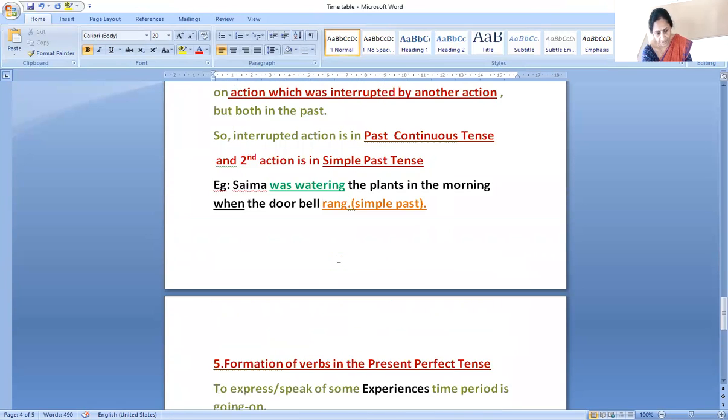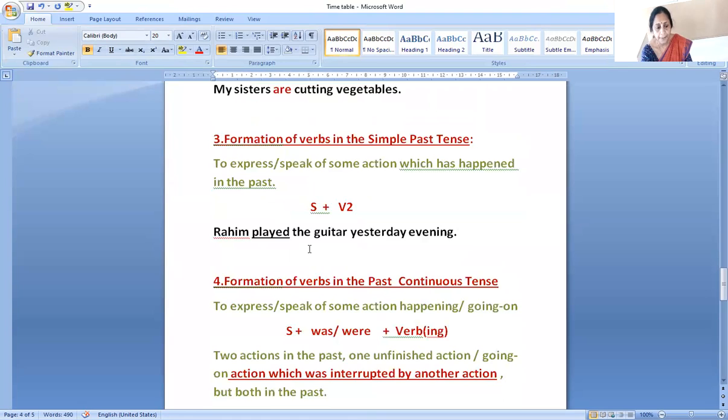Now we will first do simple past tense. So when do you use the past tense? It is to express some action which has just happened in the past, which is completed. So, Rahim played the guitar yesterday evening. An action which is already completed can be talked of in the past tense. And the formation for that is subject plus second form. You remember what we said, second form is the past tense of that verb. So, played. Rahim played the guitar yesterday evening. Okay. So that was the past tense.